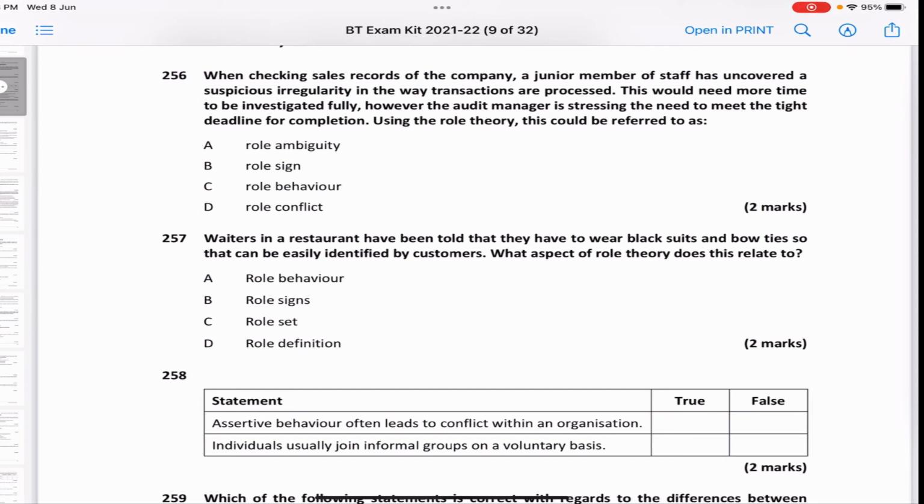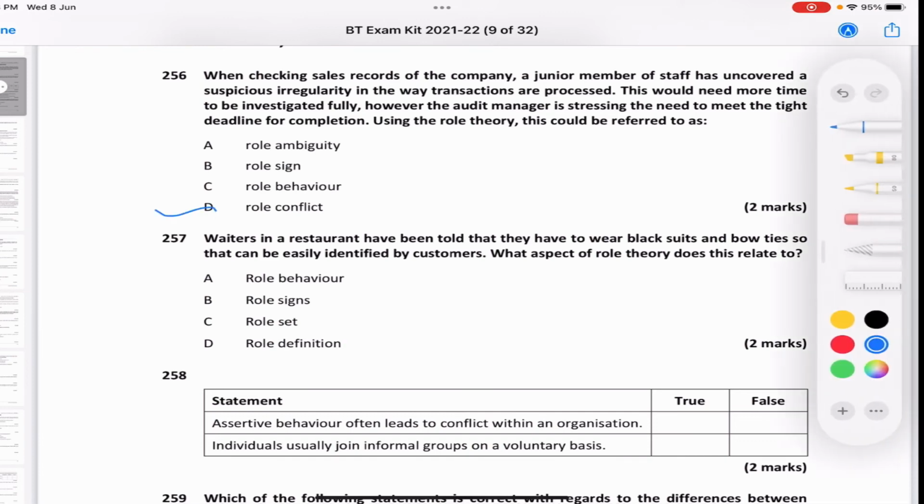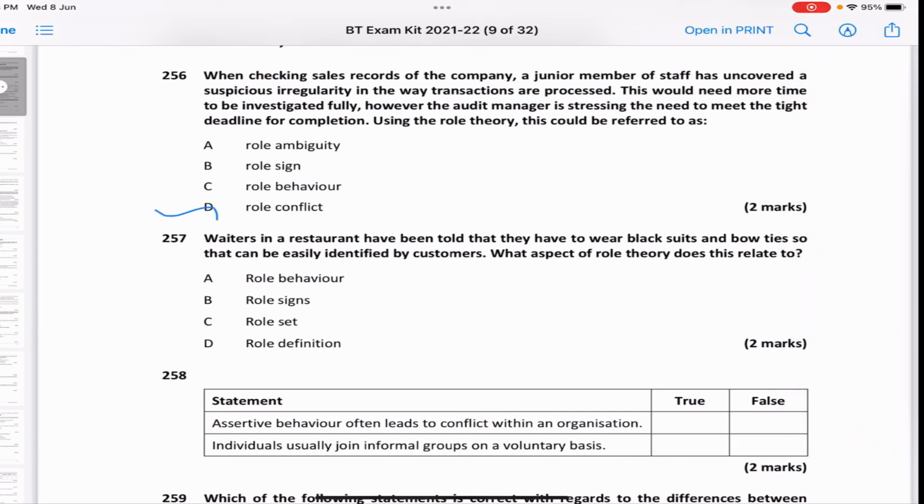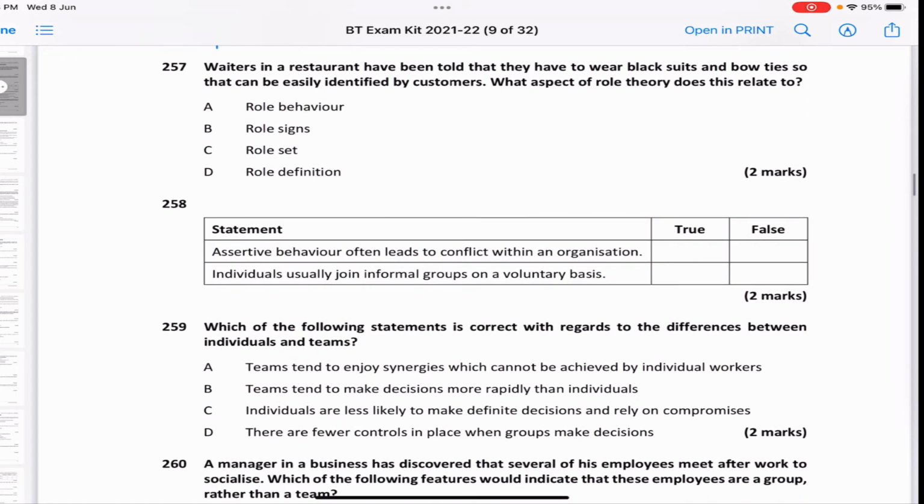So, role conflict means a situation where there is a clash between roles, such as the role of the employee and the role of a good auditor. This is not ambiguity. Here, if the stress part wasn't mentioned, we would have thought it was ambiguity.